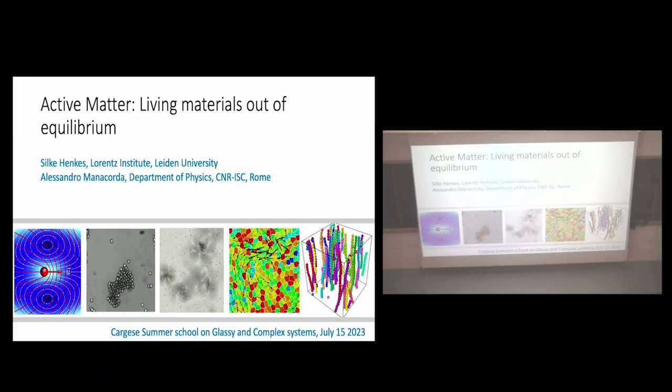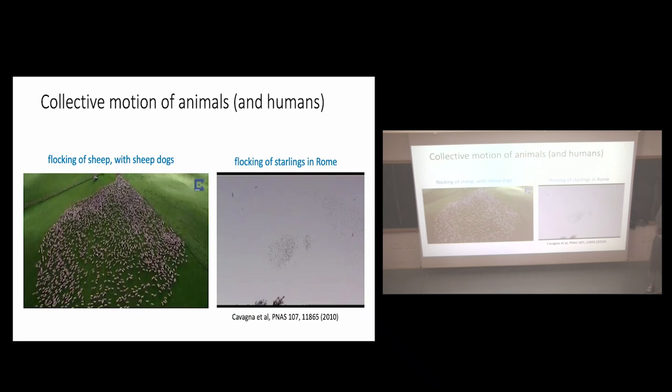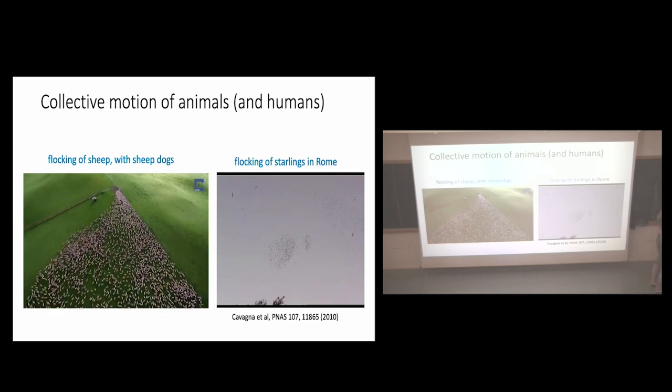So in a way, the topic needs no introduction. I just want to talk about active materials, so living materials out of equilibrium. I know there have been quite some talks on this already. Irene Giardina was here, and I just wanted to show you a couple of the classic movies to start with. So this sort of stuff was what started it all.